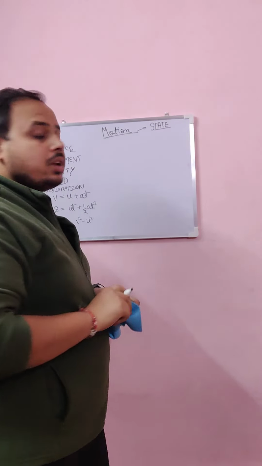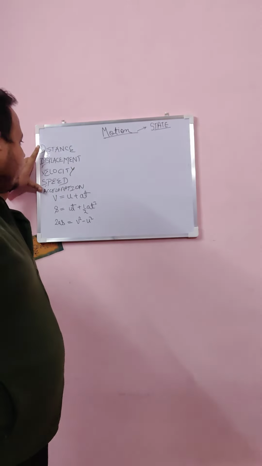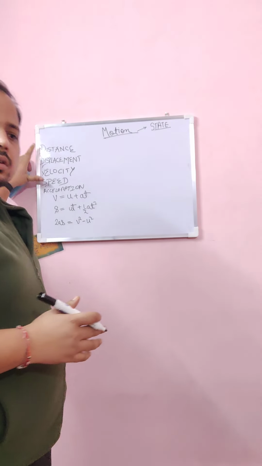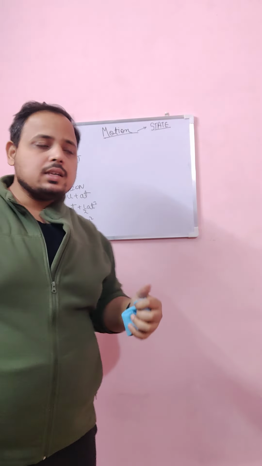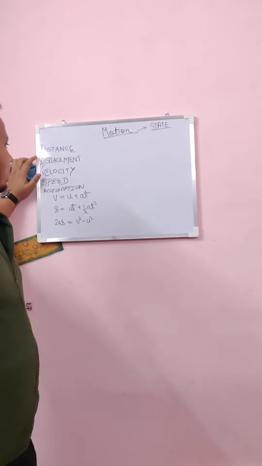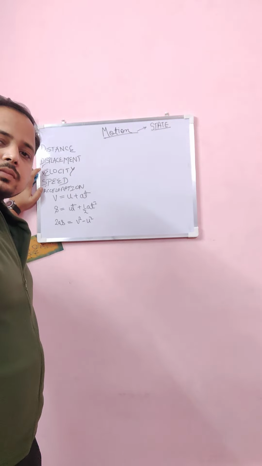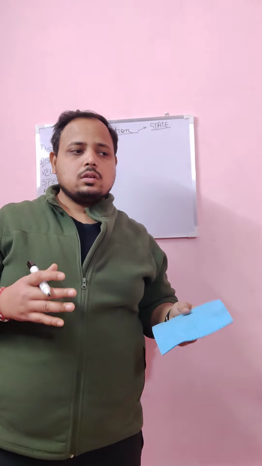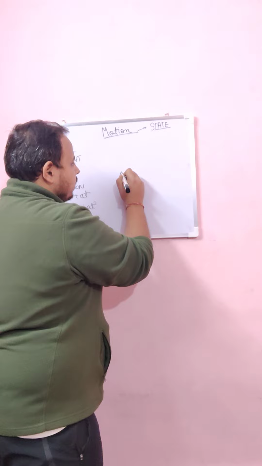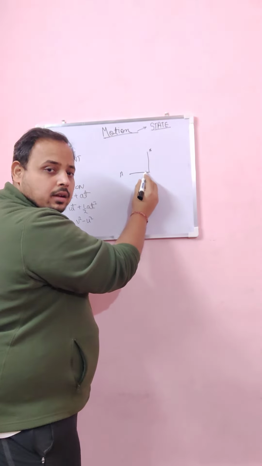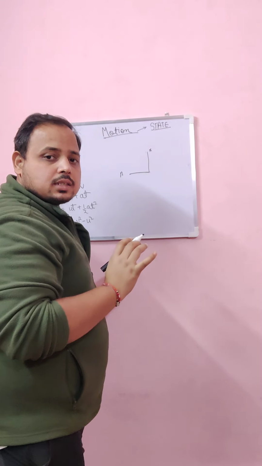we have five fundamental points which are required to calculate, do formulas and to understand this motion chapter, and these are distance, displacement, velocity, speed and acceleration. So what is distance? Distance is the path covered from point A to point B. Suppose here's the point A and here's the point B.